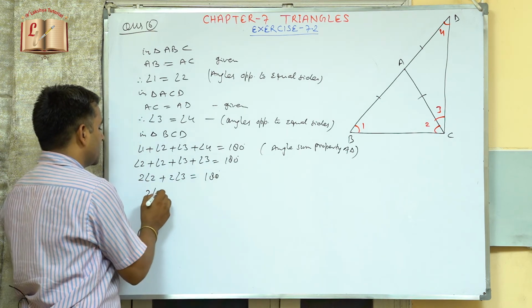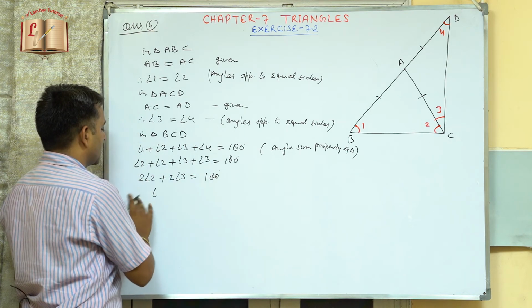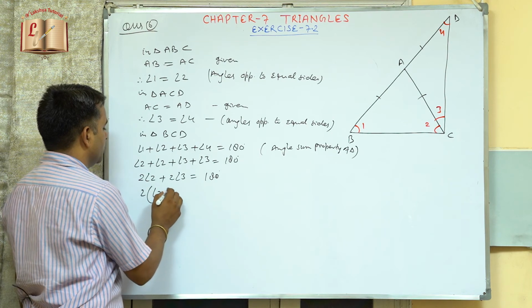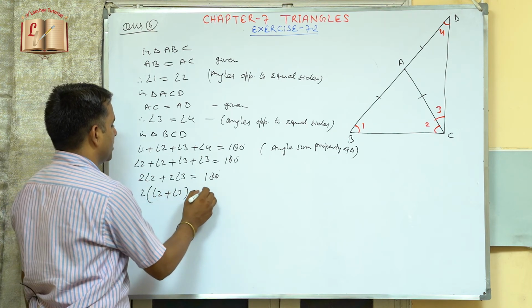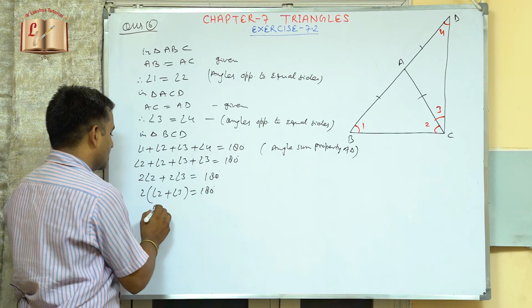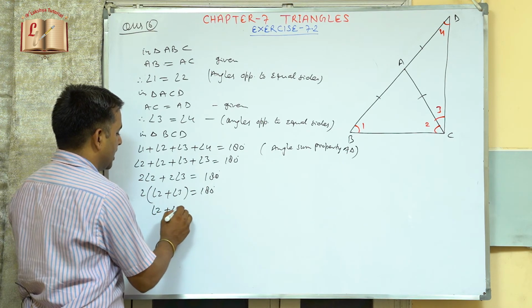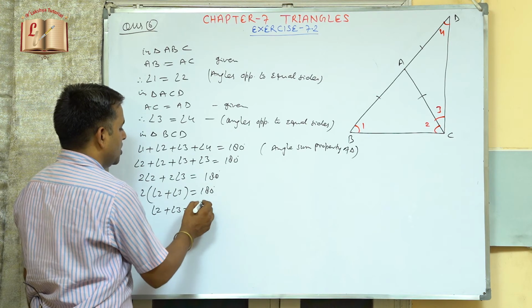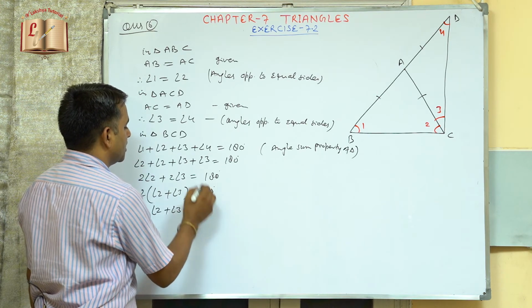So twice becomes the common. So I can write this as 2 times (angle 2 plus angle 3) equals 180 degrees, or on simplification angle 2 plus angle 3 equals 180 by 2. So this is 90 degrees.